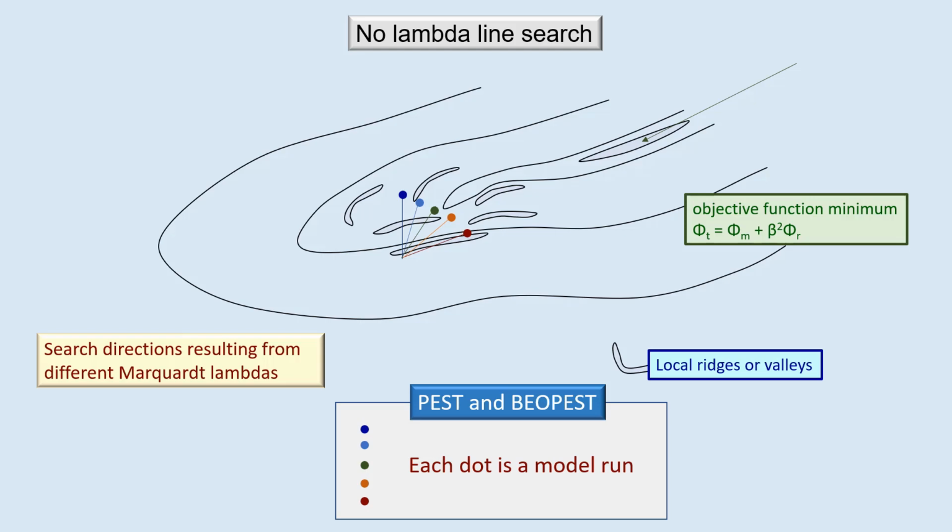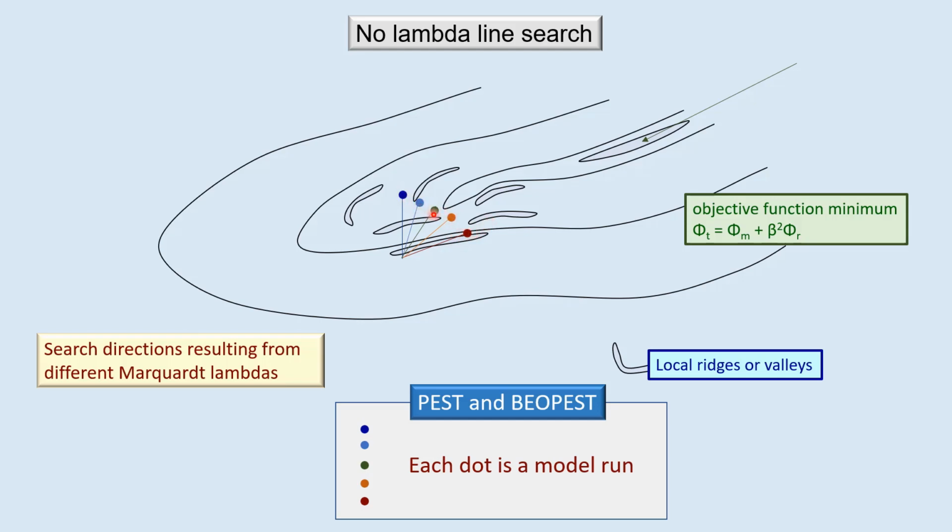If we're using PEST or BeoPEST, we do one model run for each lambda that we want to test. So we've got a situation like this. Here are our current best parameters. Here are different directions in parameter space, born of the use of different Marquardt lambdas. We do one run in each of those directions, choose the one that's lowered the objective function the most, and accept that as our upgraded parameters. However, if we've got ridges and valleys, this can interfere with this process.